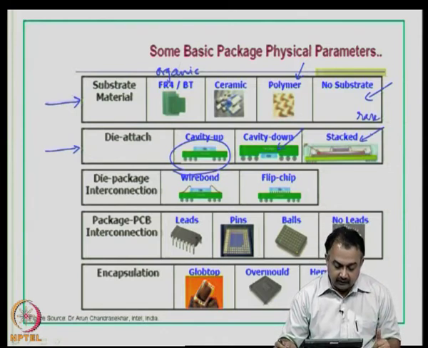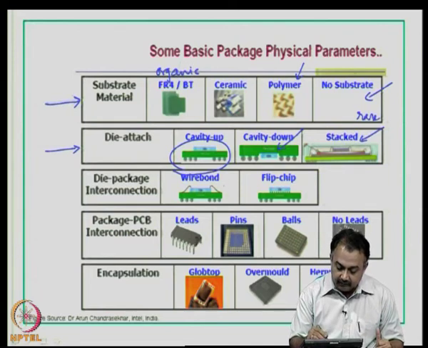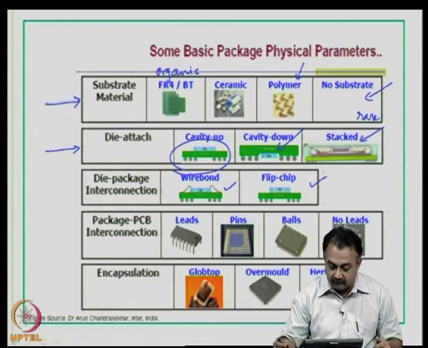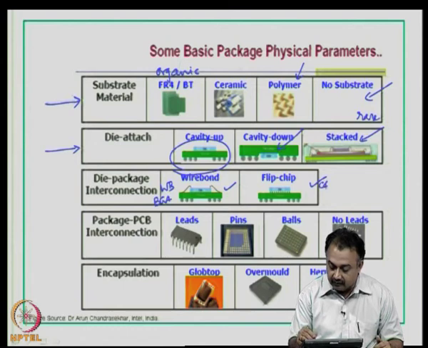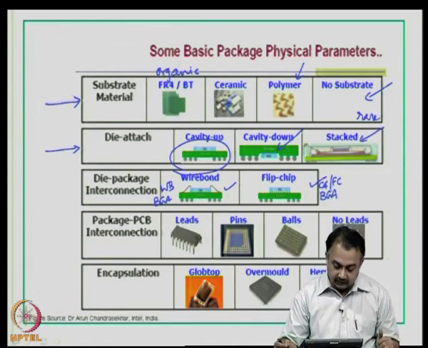Then we look at the die to package interconnection. Very common today is the wire bond, and another more popular choice today is the flip chip. So, this particular cross section that you see here is a wire bond BGA, and this is a C4 or a flip chip BGA. What you are seeing is basically cross sections.